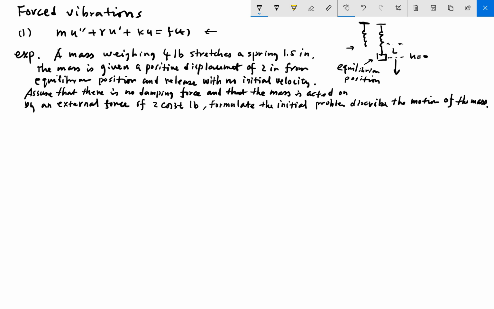So for the different problems, what do you need to do? Just find m, gamma, k, and F(t). Then you get your equation. Now let's look at the example.